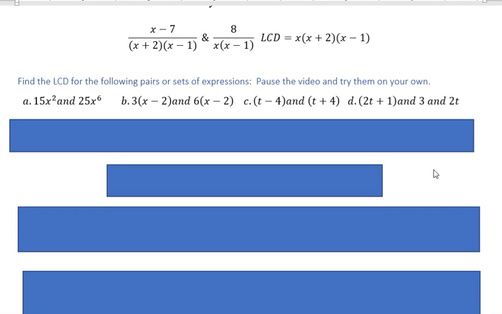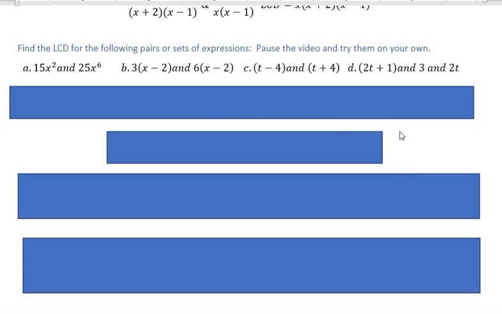Find the LCD for the following pairs or sets of expressions. Pause the video and try these on your own. I'm going to go ahead and work through them. Hopefully you've taken a second to pause.